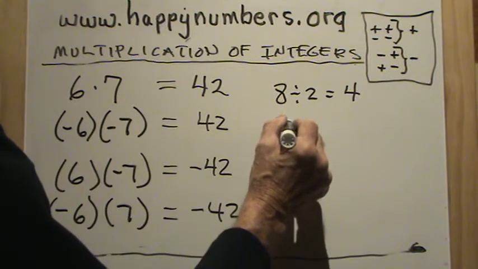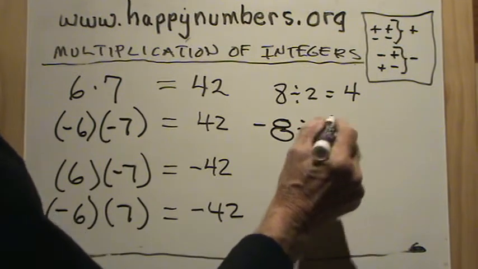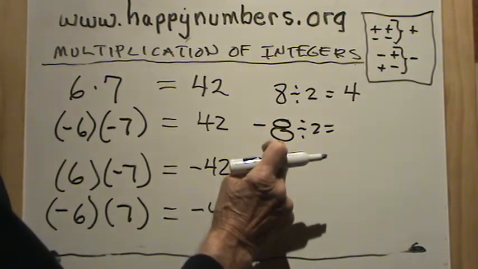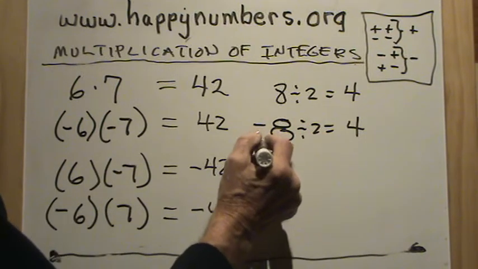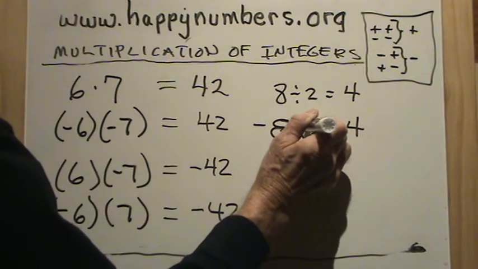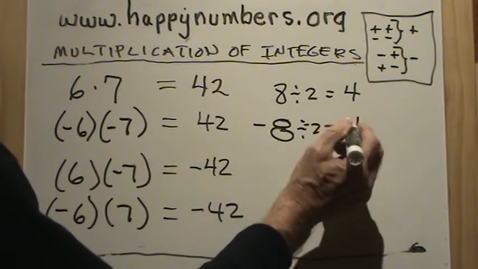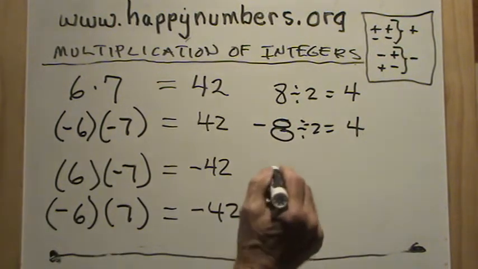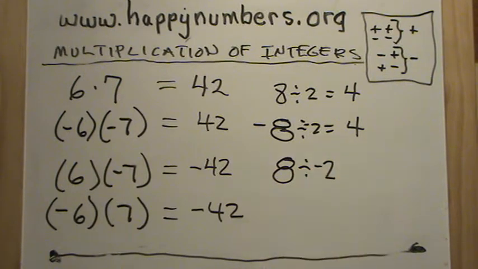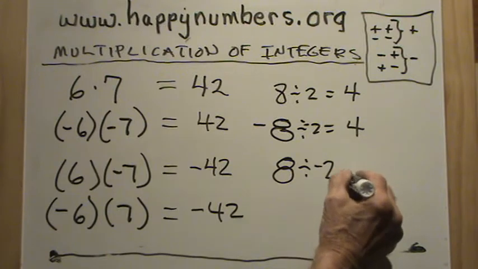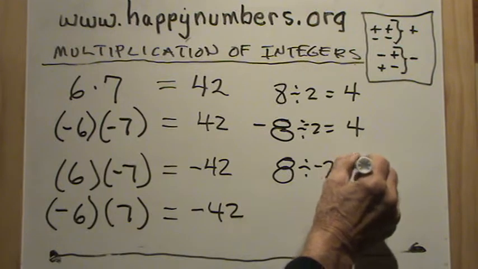If I have a negative 8 divided by a negative 2, I know that 2 goes into 8 4 times. The signs are the same, so the answer is positive. If I have a positive 8 divided by a negative 2, I know 2 goes into 8 4 times. Signs are different because this is negative, this is positive, so it's negative.